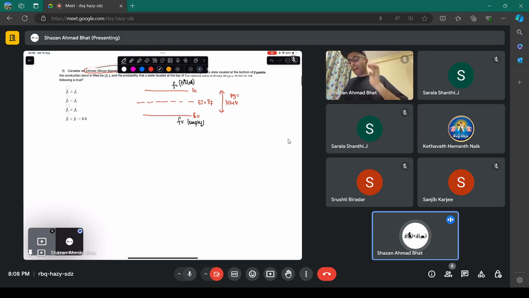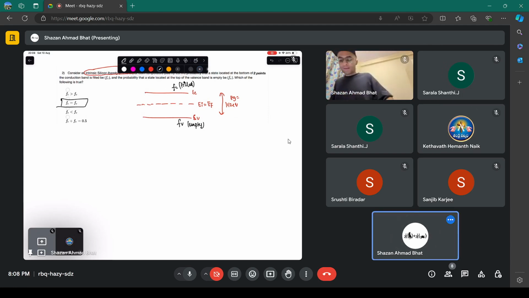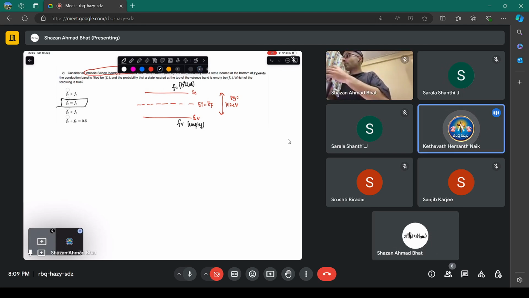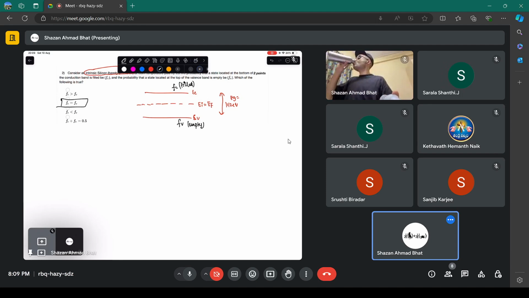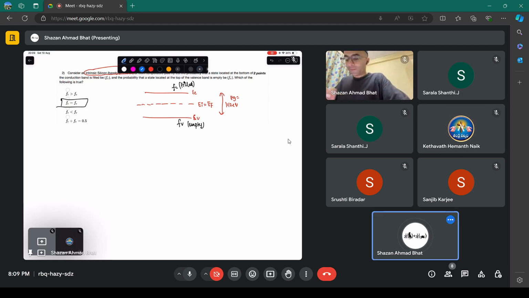Both will be equal in intrinsic silicon, exactly. Why will they be equal? Because the Fermi level lies exactly at half of the band gap position. What will happen because of that? Then the energy difference between the Fermi level and the bottom of the conduction band, and between the Fermi level and the top of the valence band, will be exactly the same. Correct.